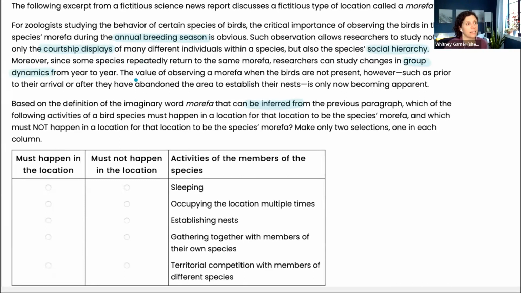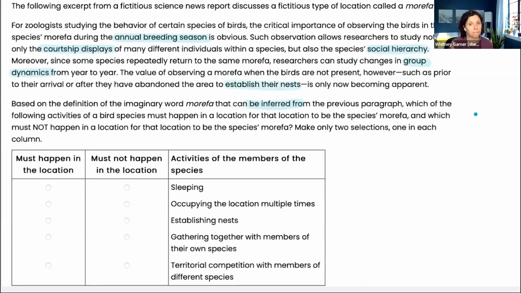Right, whatever this morefa is, there's something about a social hierarchy, there's courtship, there's group dynamics. So they're in a crowd, like they come to a morefa to be together. The value of observing a morefa when the birds are not present, okay, so when they're not there, such as before their arrival or after they have abandoned the area to establish their nests, is only now becoming apparent. So it seems like it's a place where they gather and they're social, but then they leave to go somewhere else and establish their nests.